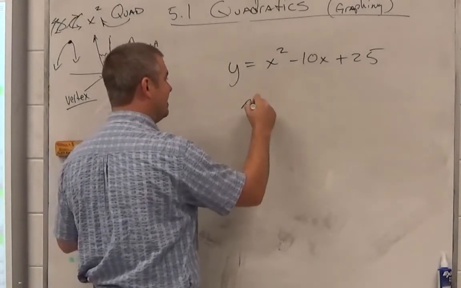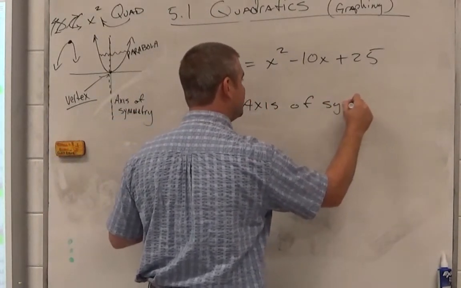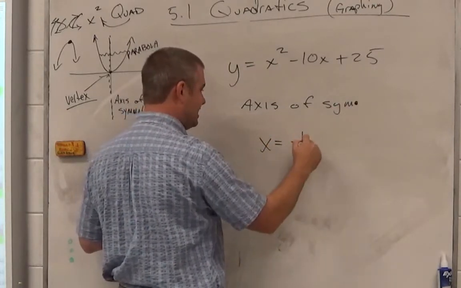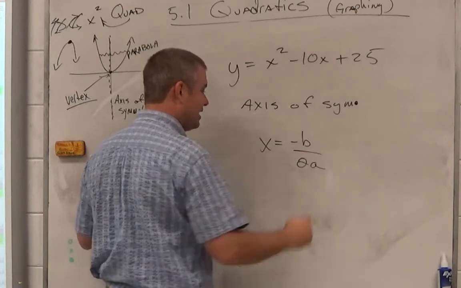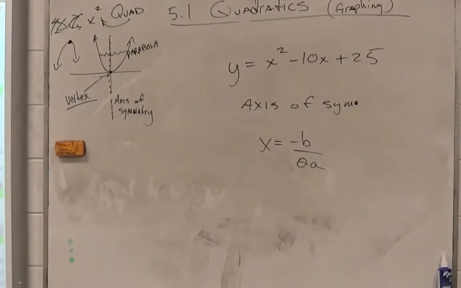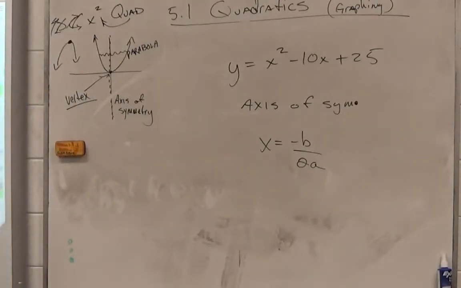We want to be able to find the axis of symmetry. And the formula we're going to use is x equals negative b over 2a. Write that down. This formula you're going to do between now and the test approximately 1.1 million times. Okay? It needs to be burned into your memory. x equals negative b over 2a.